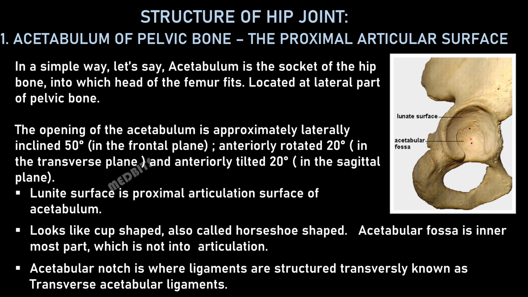As you can see here, the acetabular notch is where ligaments are structured transversely, known as the transverse acetabular ligament. These ligaments are very powerful, and that's the reason why our hip stays in motion. I'm saying this once again, so please try to take note of specific words, such as it looks cup shaped, also horseshoe shaped. These are very important. Even this paragraph is very important, so make sure that you mark it.